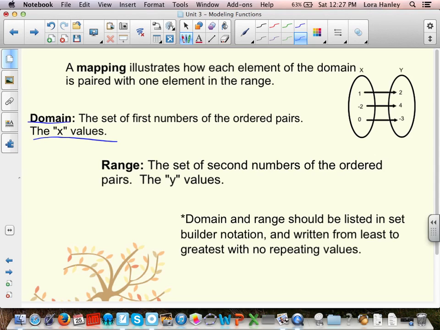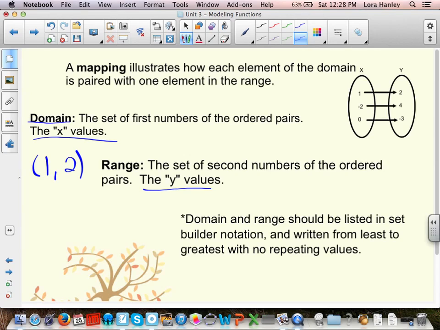If you have a point (1, 2), well, 1 would be part of my domain. It's the first number. Your range would be the set of all your y values, so the second number. In this point, 2 would be part of our range. Right? A mapping shows that each element in your domain has an element in the range.